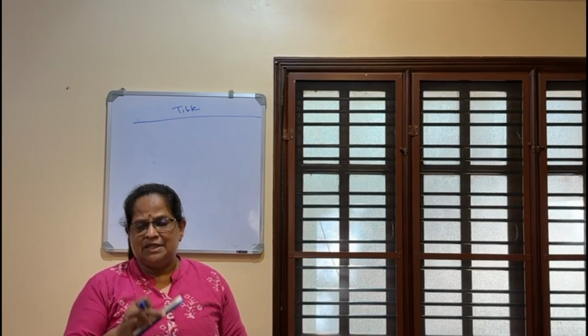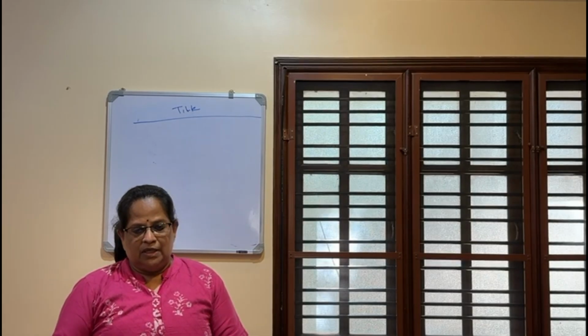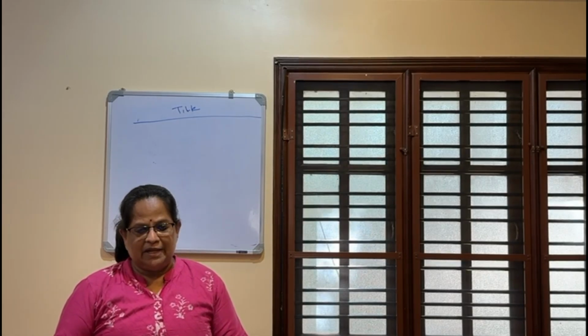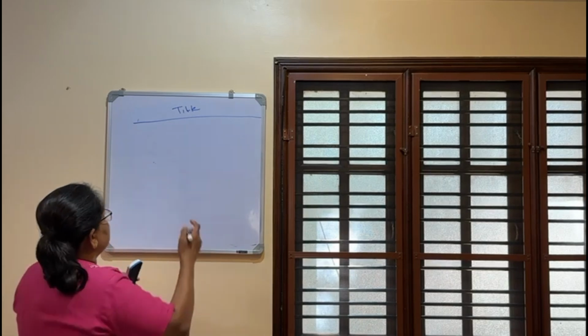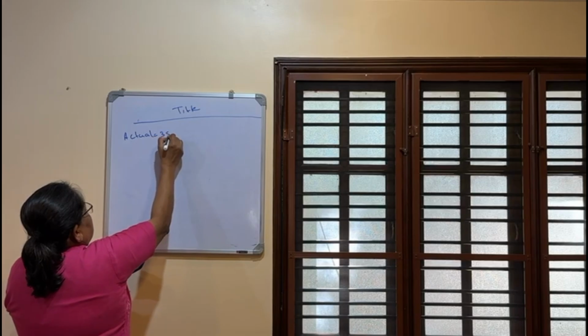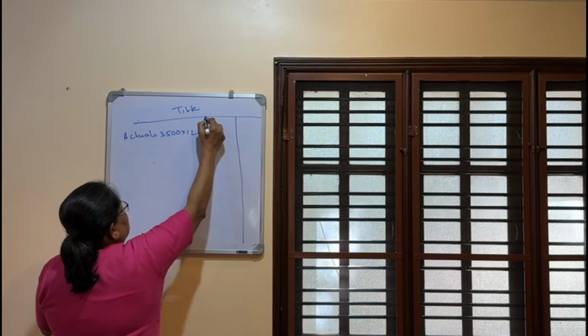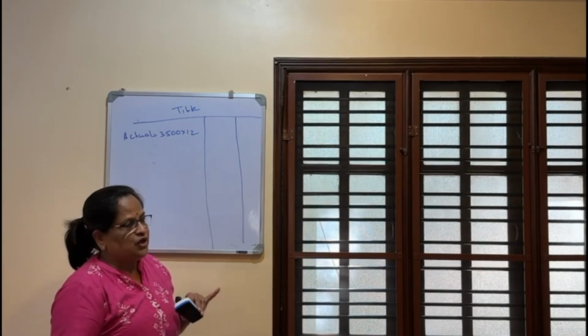Now we have to calculate taxable HRA. Then third step is gross salary. So how do you calculate? Actual HRA received, 3,500 into 12. This is the actual HRA received. So how much is the value? 42,000.